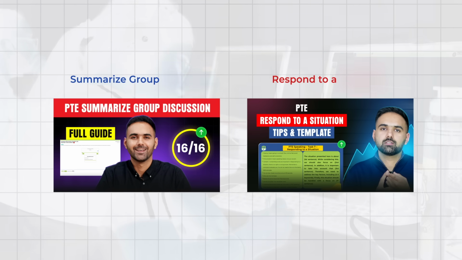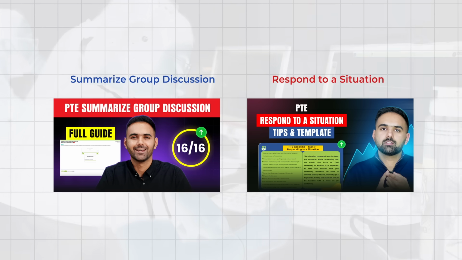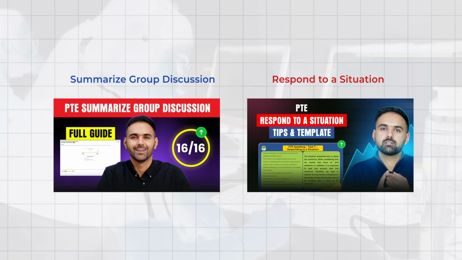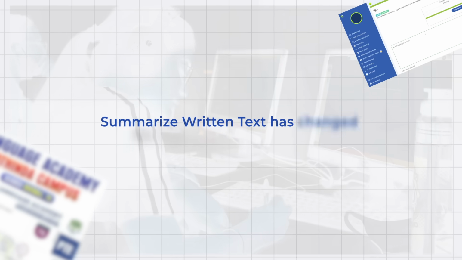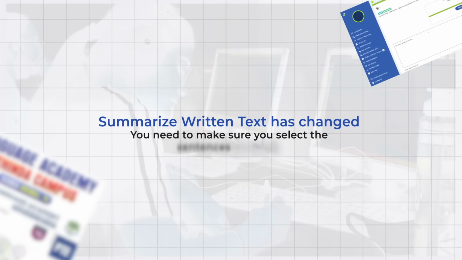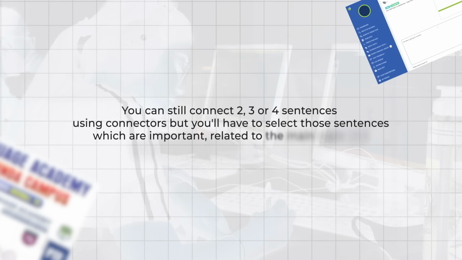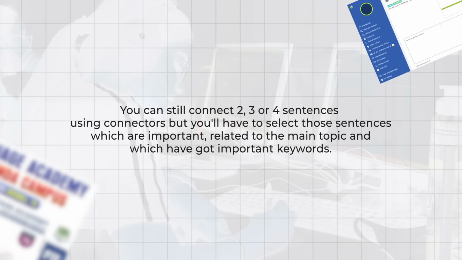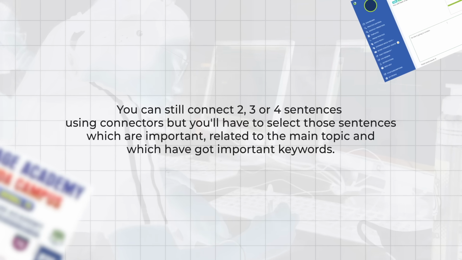Summarize group discussion and respond to situation. I have released a new video for both of these question types. You can use the same template I have provided over there, but in these 2 question types as well, you'll need to add proper content. Summarize written text has changed. You need to select the sentences carefully. You can still connect 2, 3, or 4 sentences using connectors, but you'll have to select those sentences which are important, related to the main topic, and which have important keywords.